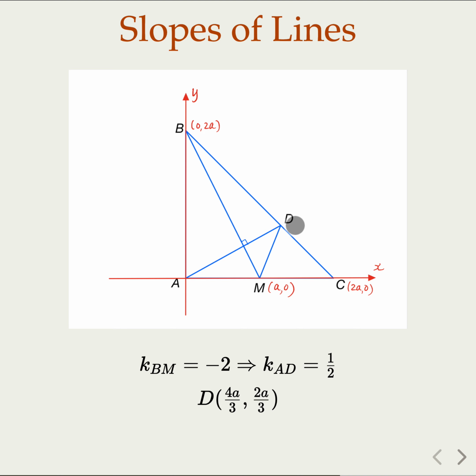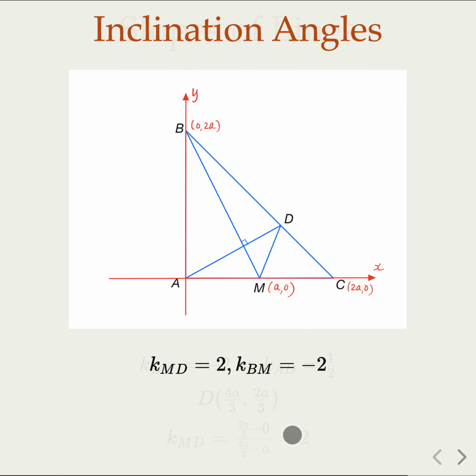Once you have D, you can calculate the slope of DM. The slope of two points is just the difference of y over the difference of x. So we claim that k, the slope of MD, is the difference of y over the difference of x. Here M's coordinate is (a, 0). If you calculate that, it's going to be 2. Now what do we have? We know that the slope here is 2, and for the other straight line, the slope is -2.